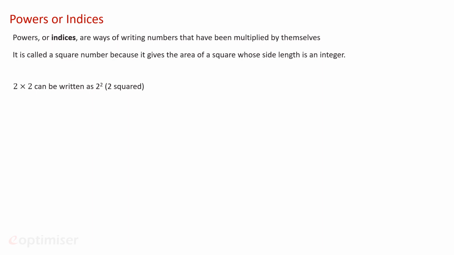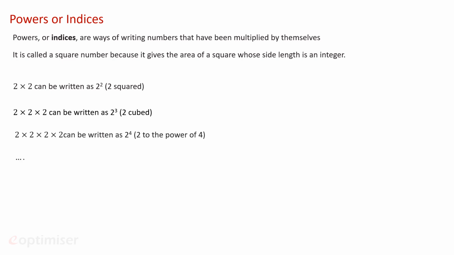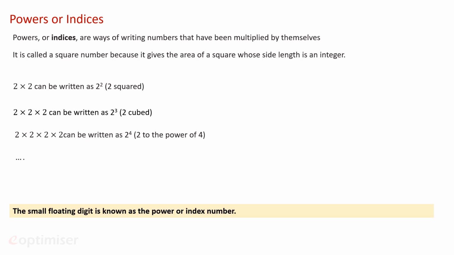So 2 into 2 can be written as 2 squared. That means a small 2 at the top of 2. How many times is it repeating? So 2 is repeating 2 times. The multiplication is repeating 2 times. So 2 into 2 into 2 has the 2 coming 3 times. Therefore, you can put the 3 at the top. We say this one as 2 cubed. 2 into 2 into 2 into 2 is 2 to the power 4. Anything more than 3, you just write as number to the power of something. The small floating digit is known as the power or index number.